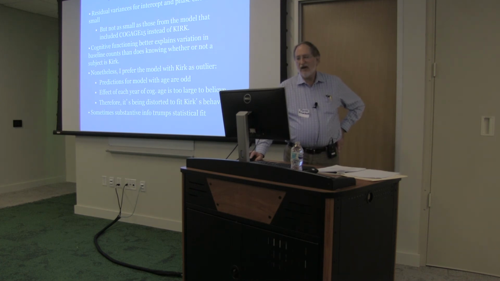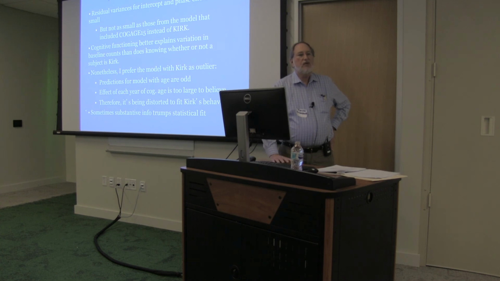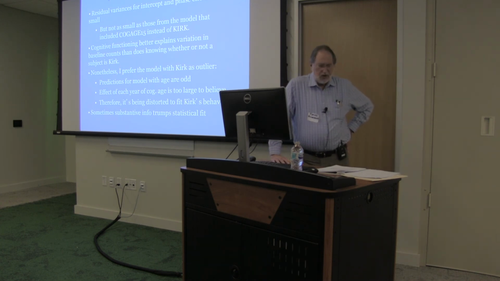So the bottom line is down at the bottom, where Rob said, you should look at your model for what's going on. And sometimes substantive information trumps a statistical fit. Even though something might statistically fit a little better than something else, doesn't mean that's the right thing, and you have to look at the reason behind things. And if you have good reason for believing that you've got an outlying person rather than that variable being a good predictor, then you go with that reason.